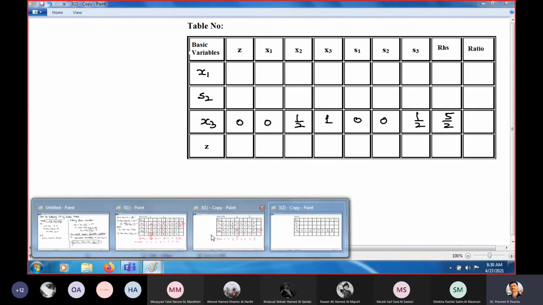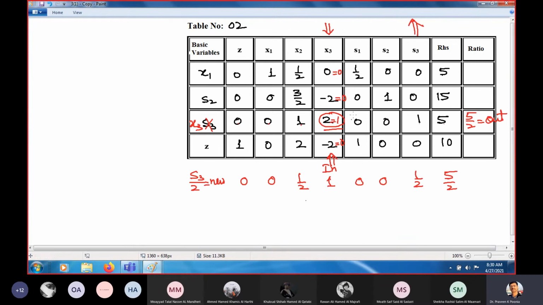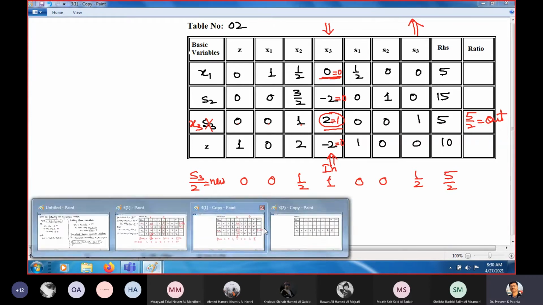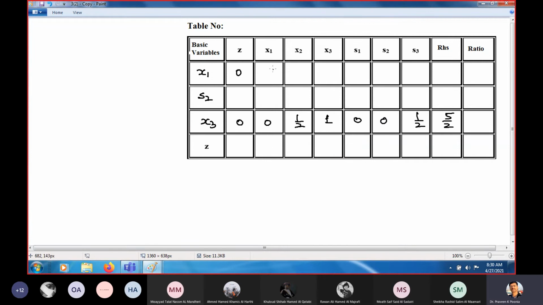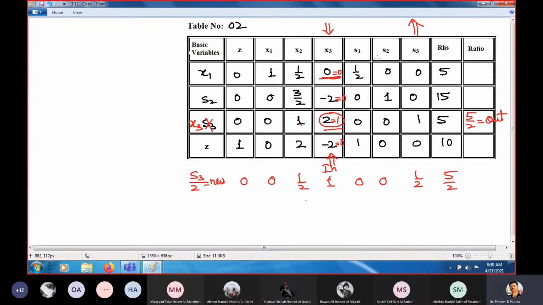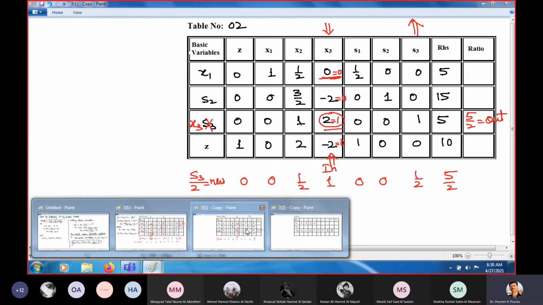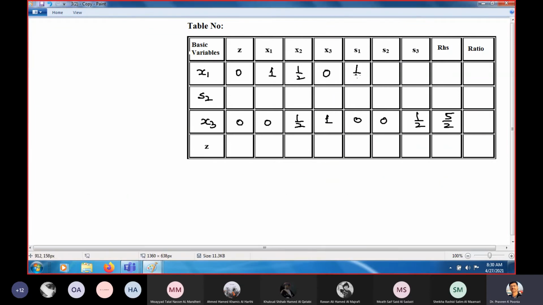Now this one is created. Now we need to make this 0, and this 0. As you can see, here it is already 0. In the X1, it is automatically 0. No need to change. Copy same to same: 0, 1, 1 by 2, 0. And 1 by 2, 0, 0, 5.